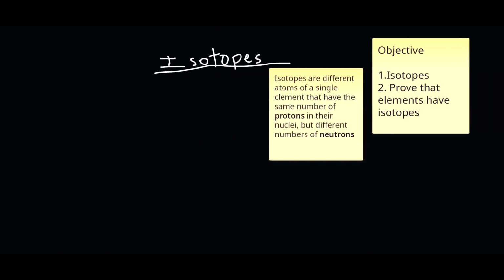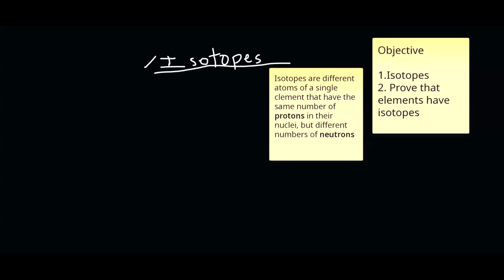In today's video, we're going to be looking at the topic isotopes. The objectives for today's video: we're going to be defining what isotopes are. We also are going to prove that elements have isotopes, and possibly we're going to be looking at the uses of some radioactive isotopes. Now, this is normally a topic that persons tend to have difficulty with as it relates to chemistry.